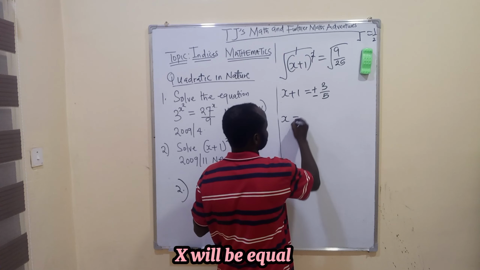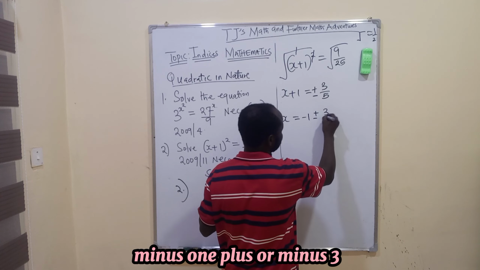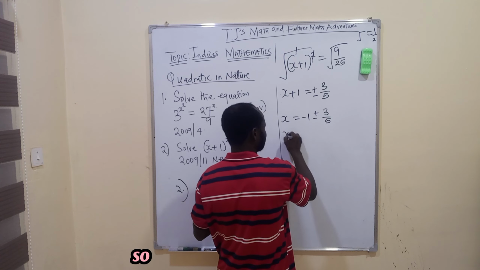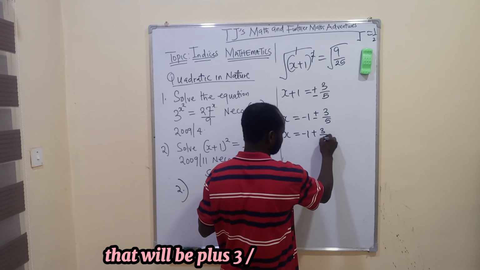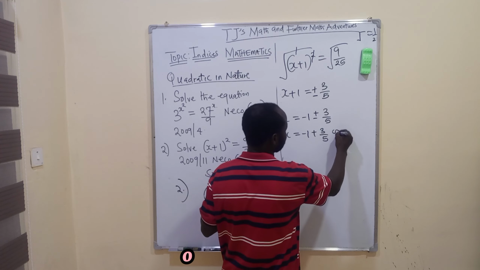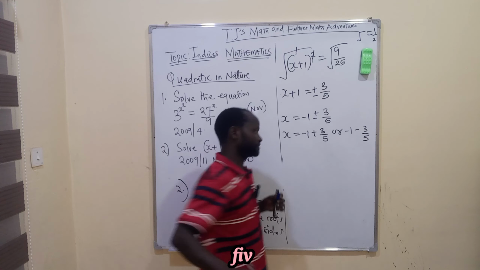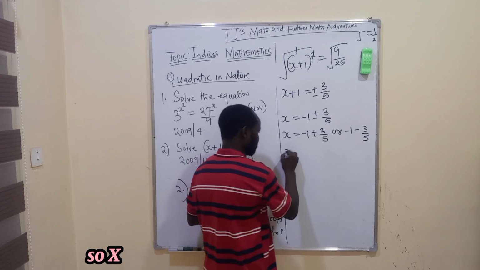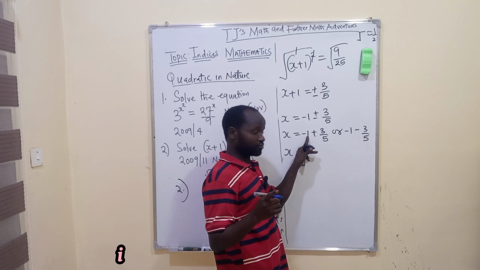So x will be equals to minus 1 plus or minus 3 over 5. So x will be equals to minus 1. We can pick the positive now. That will be plus 3 over 5, or minus 1 minus 3 over 5. So x will now be equals to 5 times minus 1. It will be minus 5.